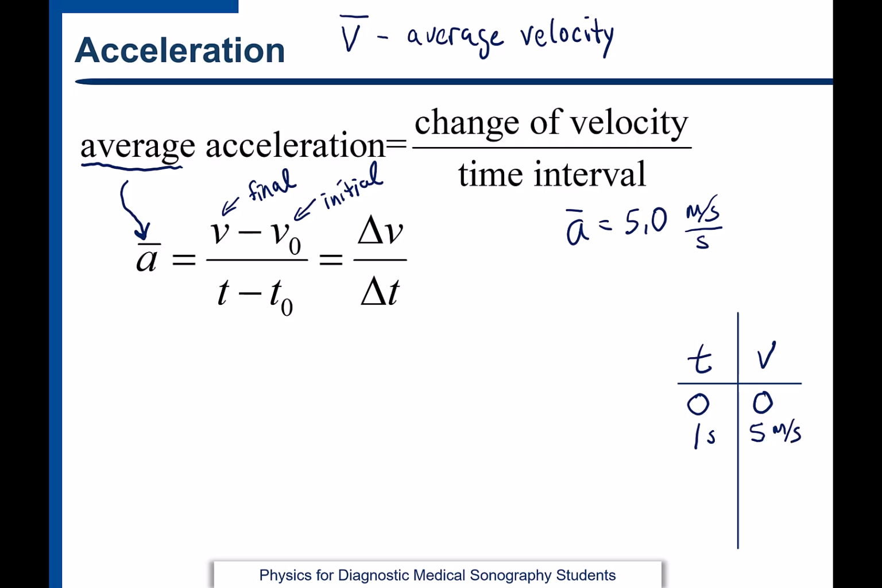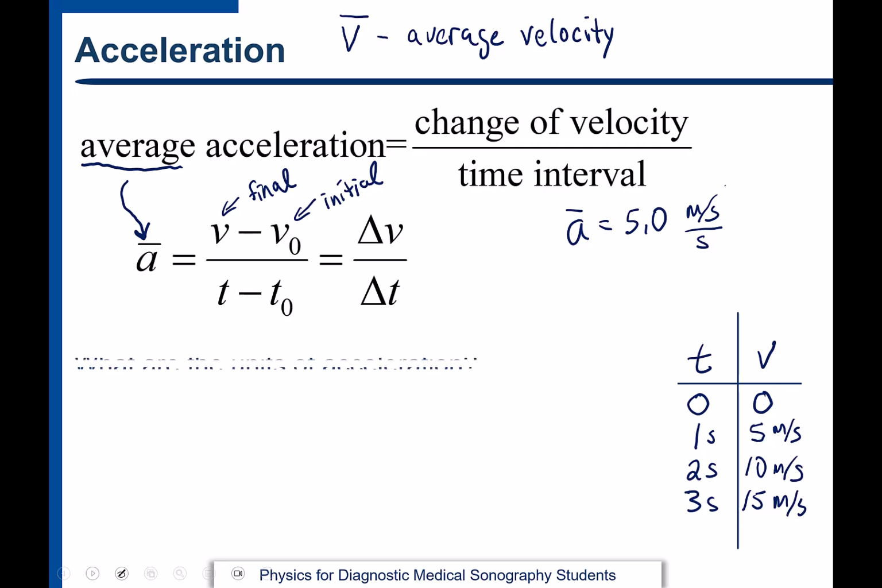But after another second goes by, so after 2 seconds total, the object has gained another 5 meters per second of velocity. So we'd have 10 meters per second. Or after another second goes by, our object would now be going 15 meters per second. So that's what acceleration means. It's just how much the velocity is changing for each second.